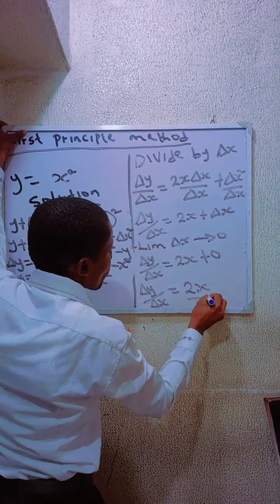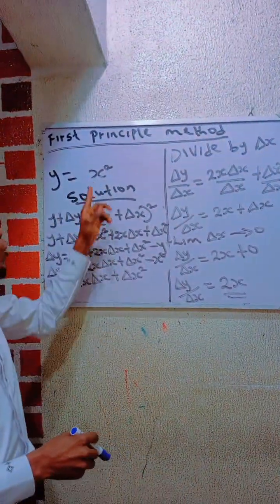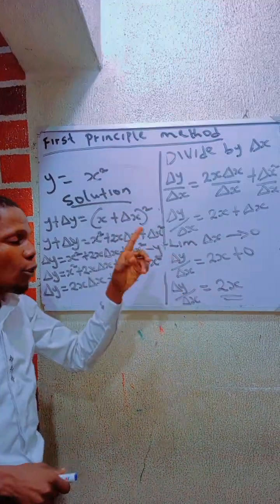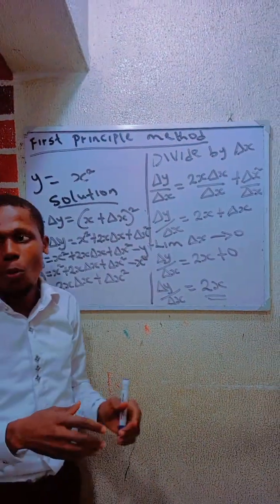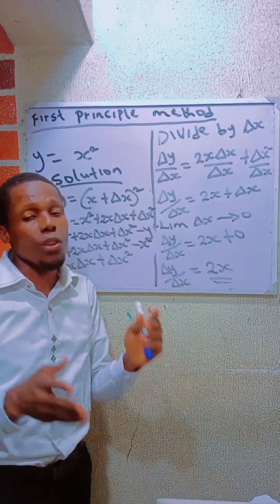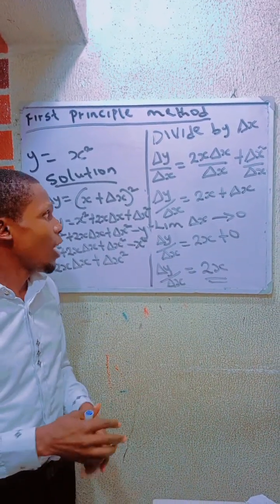So now in essence what we say is this: if we differentiate x squared, we are going to have 2x. So just as I said, when we use the general method to solve, we're able to get 2x, and when we use the first principle method to solve, you still get the same answer.